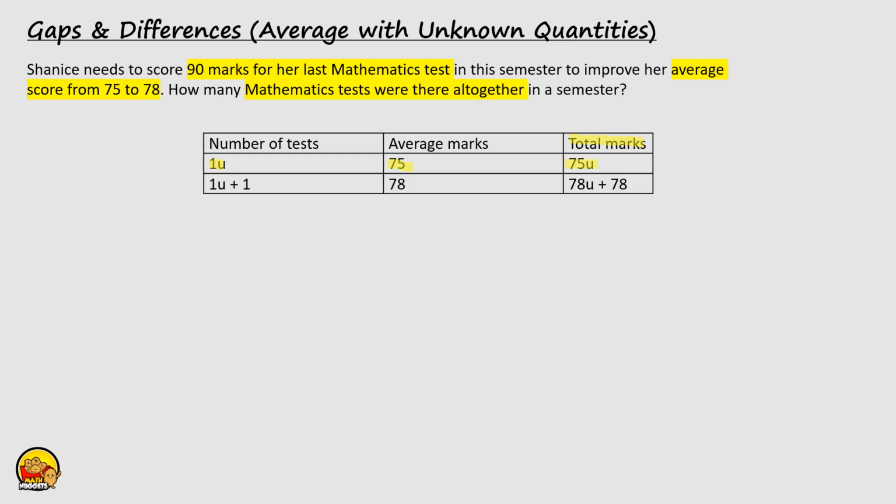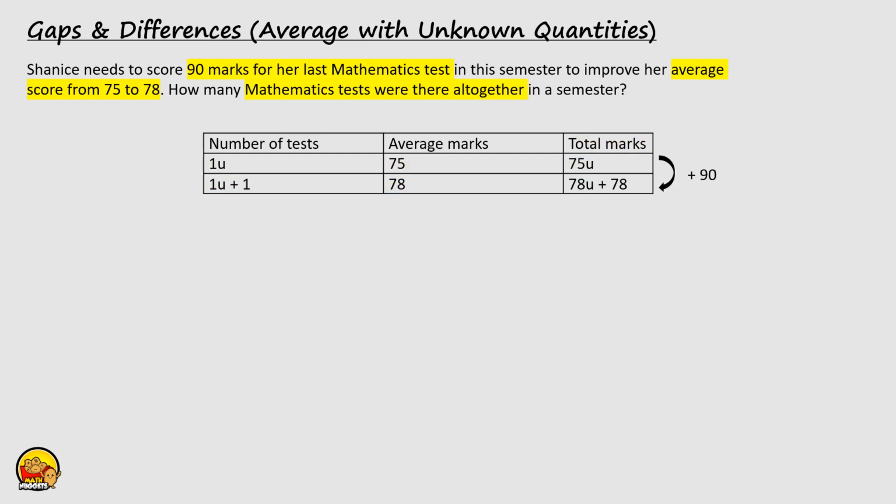Now, for her next set of tests, she will have to do 1 extra test, and that is 1 unit plus 1. So 1 unit comes from the number of tests before, but right now she has to do 1 extra test such that she can increase her average to 78. And so the total number of marks that she's going to score for this next set of tests would be 78 times 1 unit, which is 78 units, and 78 times that 1 test. So that would be plus 78 marks.